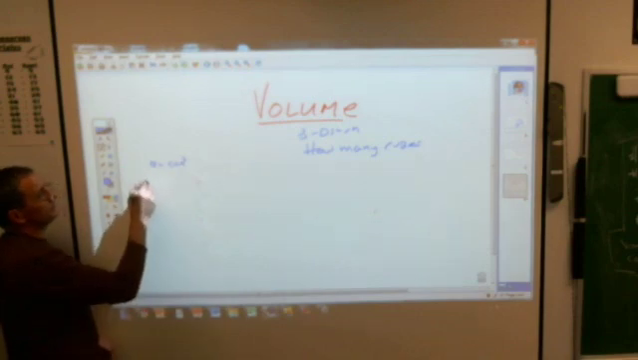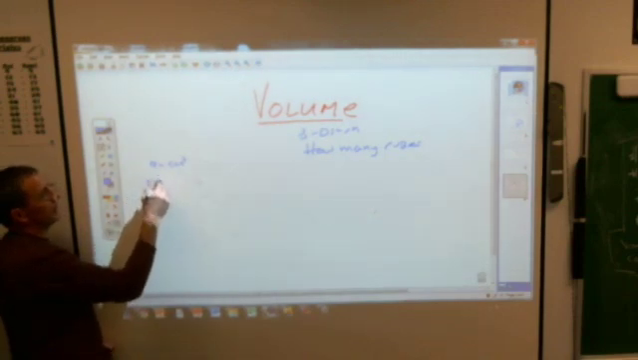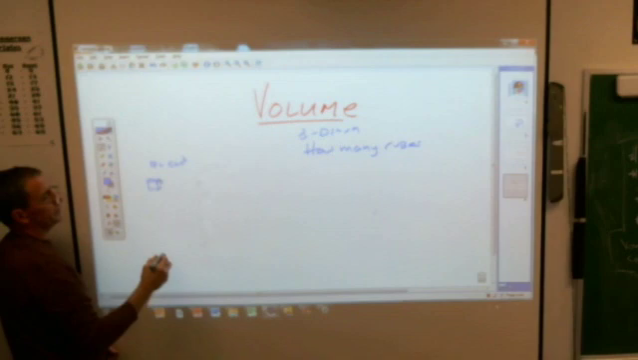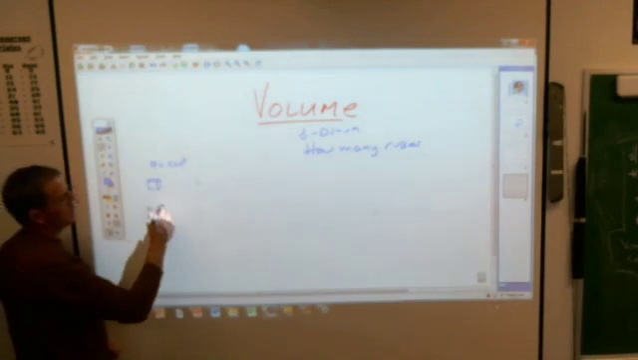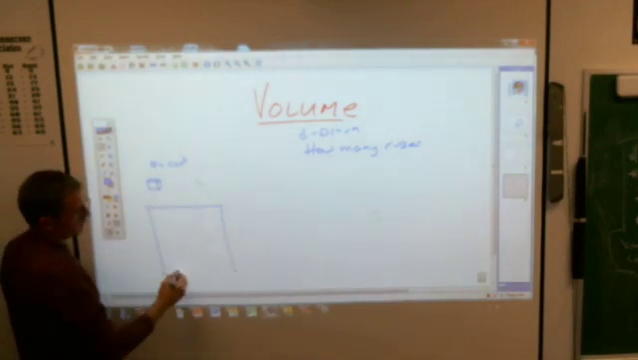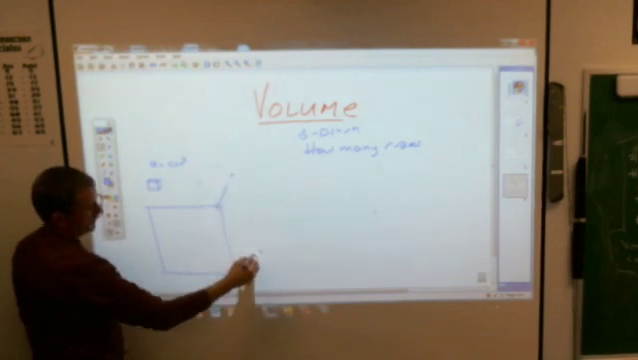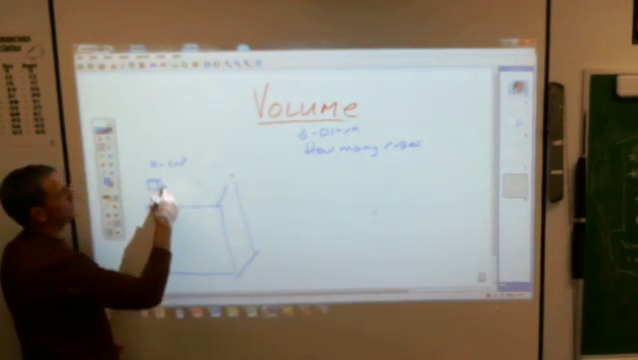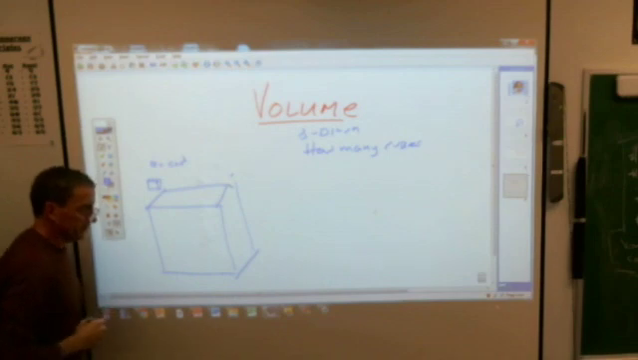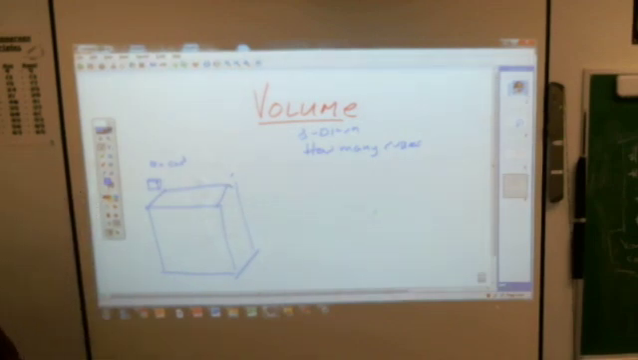A cubic inch would be bigger. It's about something like that. A cubic foot would be 1 foot by 1 foot by 1 foot. It looks something like this. And a cubic mile would be very big. A mile by a mile by a mile.